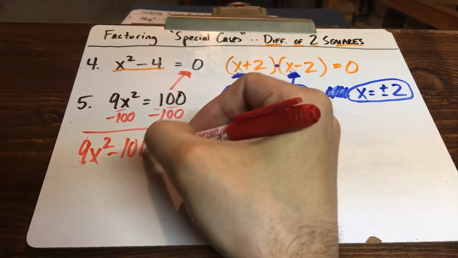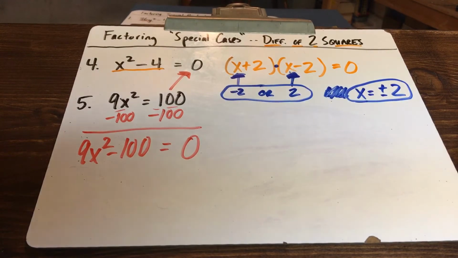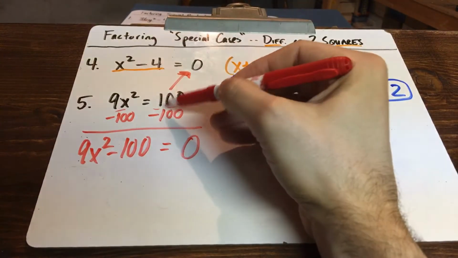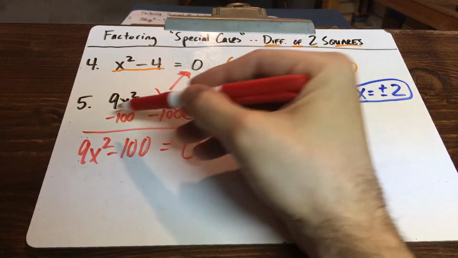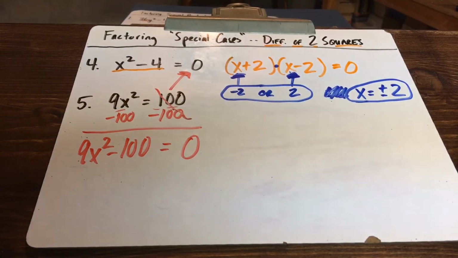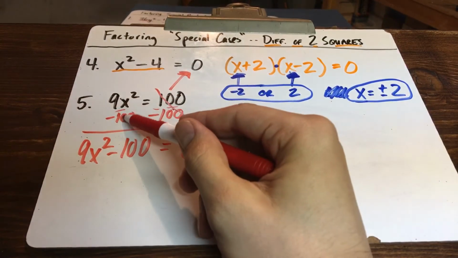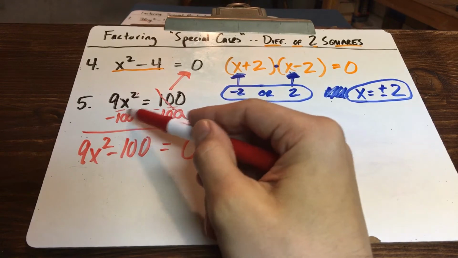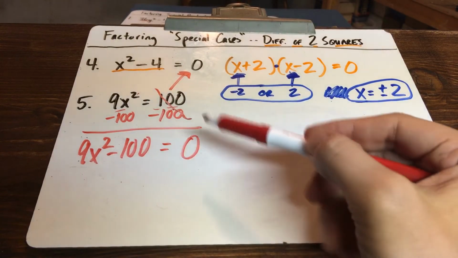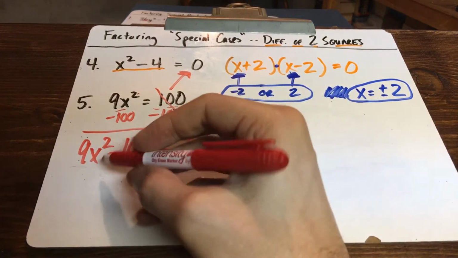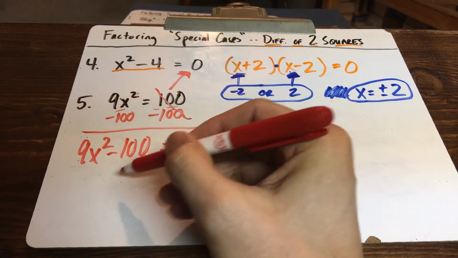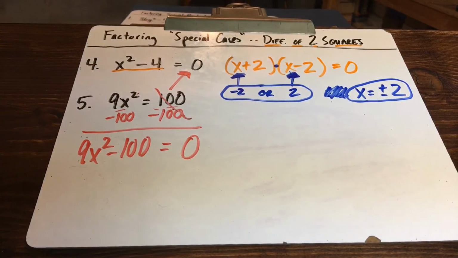Look at how much nicer this question is when I write it like this, right? 100 minus 100 equals 0. Whatever I do on one side, I have to do the same thing on the other side. I cannot subtract 100 from this because this is x squared and this is just a plain old number. So look at this statement. Isn't this a difference of 2 squares now? Right? Is this a perfect square? Yes.